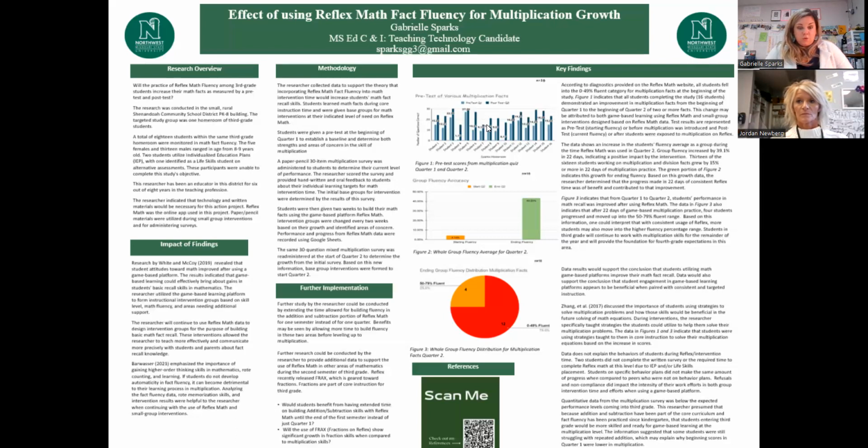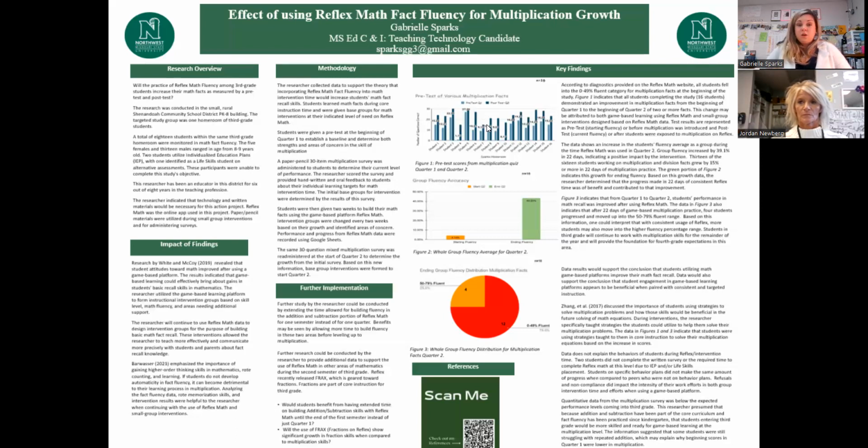As I stated in figure 1, that indicates that all the students completing the study, 16 of them, demonstrated that they had improvement from the beginning of the year until the beginning of the second quarter by 2 or more facts. The data shows an increase in the students' fluency average as a group during the time that Reflex Math was used. Our entire group fluency went up by 39.1% in 22 days' time, indicating that this was a positive impact that the intervention was creating. 13 of my 16 students working on the multiplication grew by 15% or more in that 22 days of practice.